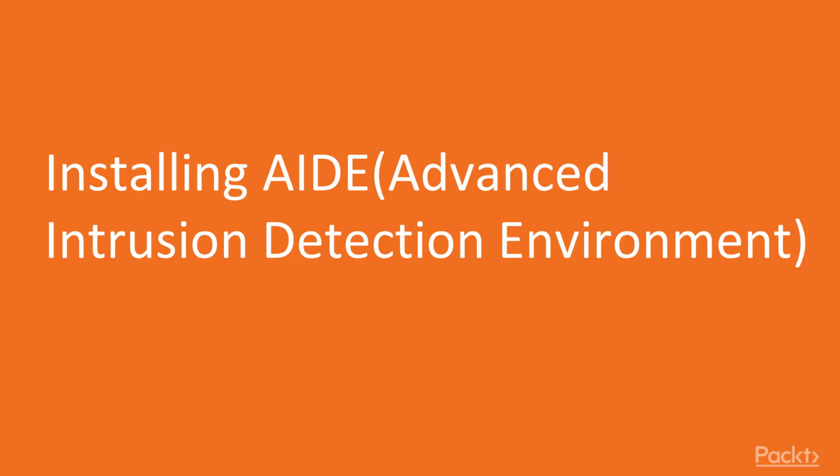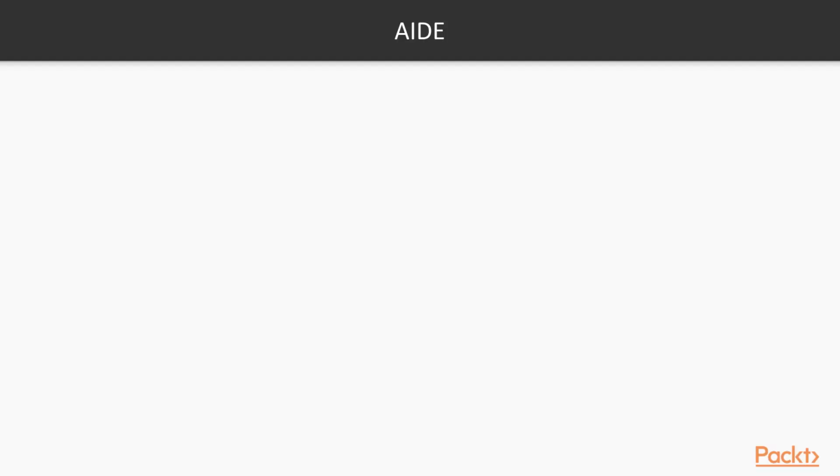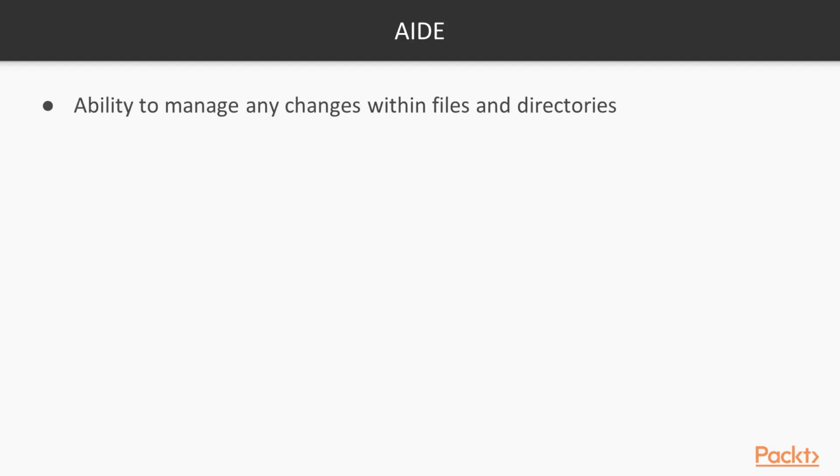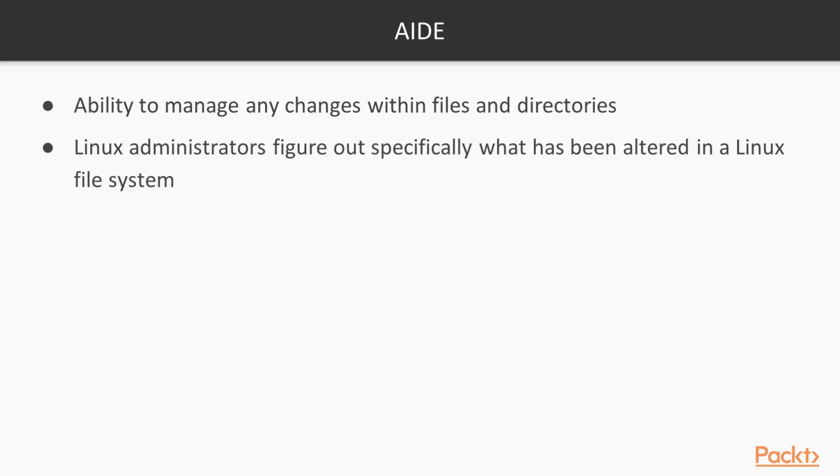We'll be installing AIDE, the Advanced Intrusion Detection Environment. Before we proceed, let's take a look at the slide. AIDE gives you the ability to manage any changes within files and directories. AIDE can also help Linux administrators figure out specifically what has been altered in a Linux file system. AIDE is a file integrity scanner. Let's get started.